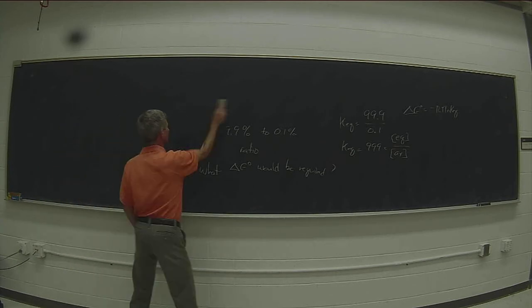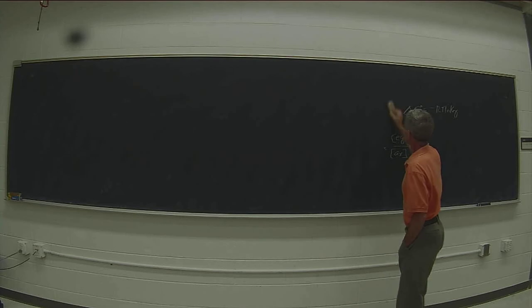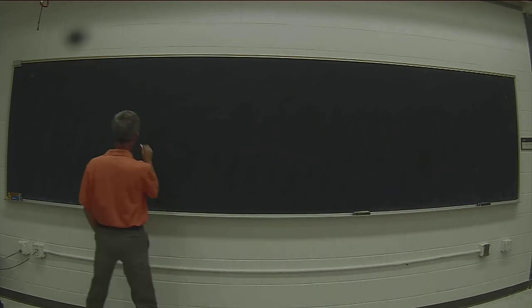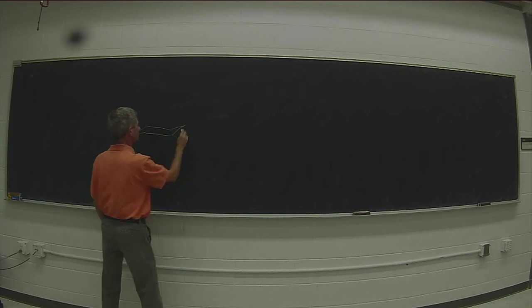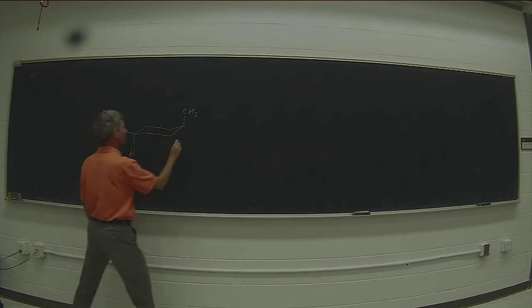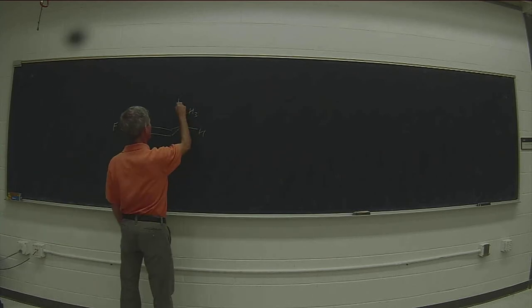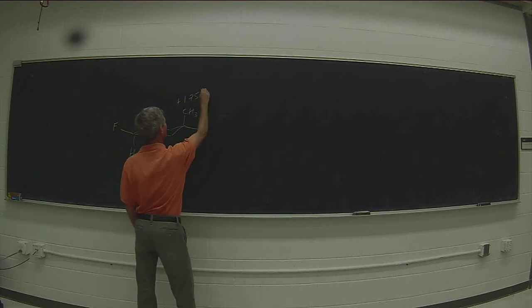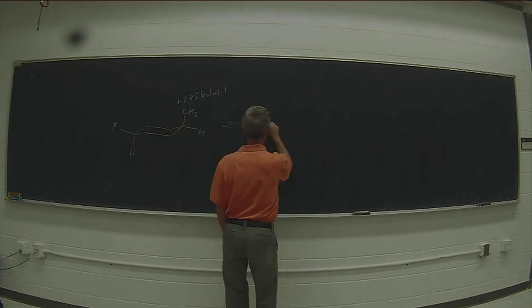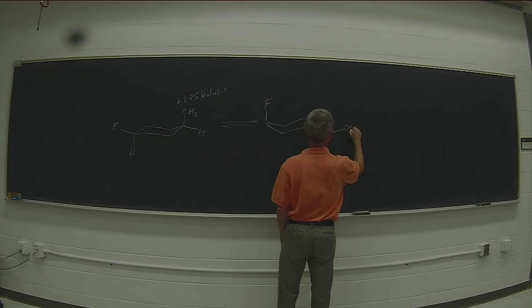In many cases, you can add up the energy cost of putting a methyl group in the axial position, which in this case cost us 1.57 kilocalories per mole, and the energy cost of putting the other substituent in the axial position.